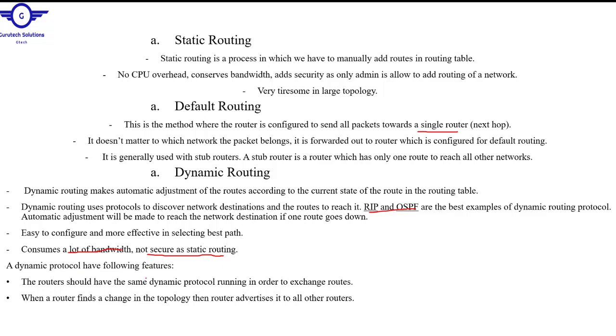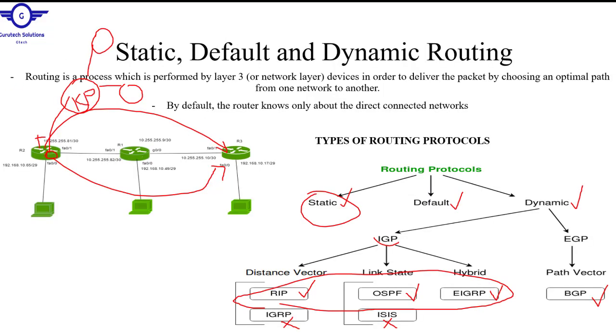So the dynamic routing protocol has the following feature. Routers should have the same dynamic protocol running in order to exchange routes. For example, if you want to implement a dynamic routing protocol here, then all of these routers should run the same dynamic routing protocol, either RIP or OSPF or EIGRP or even BGP. They must run that at the same time if you want them to become neighbors.